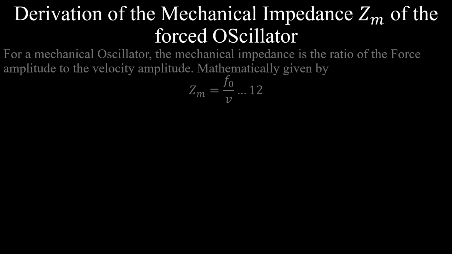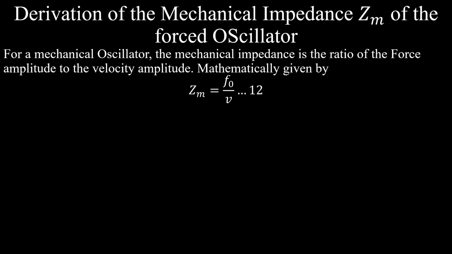So we move further to the derivation of the mechanical impedance Zm of the forced oscillator. For a mechanical oscillator, the mechanical impedance is the ratio of the force amplitude to the velocity amplitude. So this is mathematically given as this. F naught over V: the force amplitude. This is our periodic force, F of t equal to F naught cosine of omega t. So this becomes our force amplitude, F naught, and V is our velocity amplitude. It doesn't have the time part, just only the amplitude.